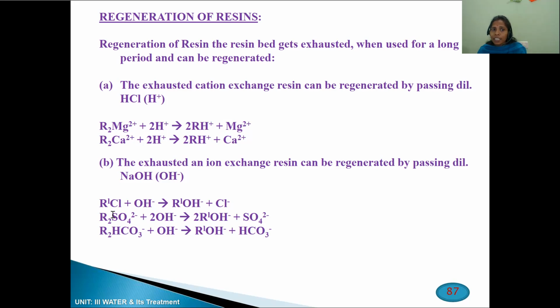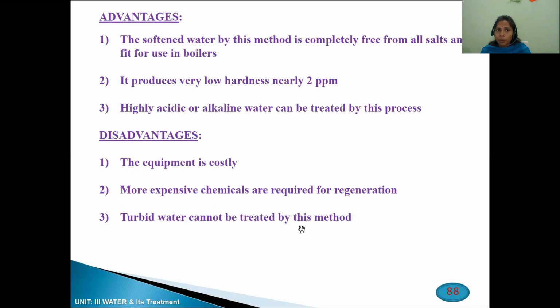Same like that, we are regenerating anion exchange resin also. At the resin, we got RCl, R2SO4, RHCO3. Now it is treated with the base. But what does the base have? The base has the OH minus ions. Now in the place of Cl minus, OH minus. In the place of SO4 minus 2, 2OH. In the place of HCO3 minus, OH minus. So we are getting ROH. What is ROH? Anion exchange resin. So like that we can regenerate cation exchange resin and the anion exchange resin by treating with the acid and the base. This is ion exchange method or deionized process.